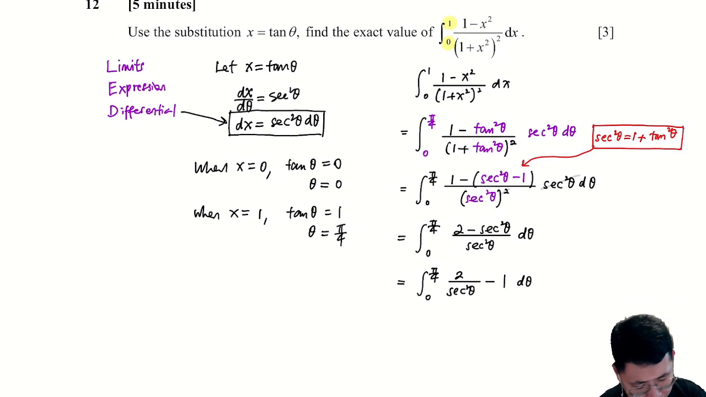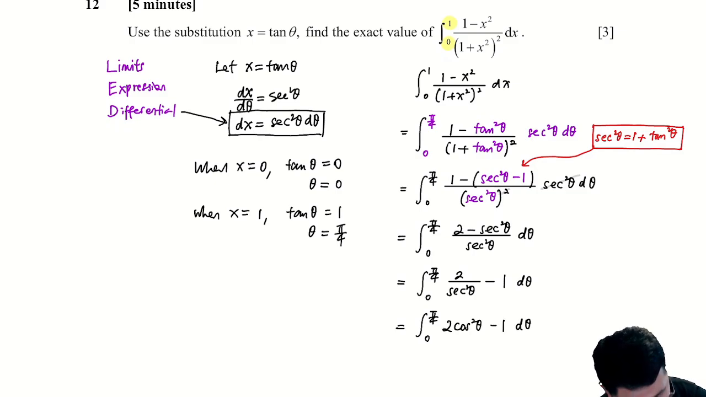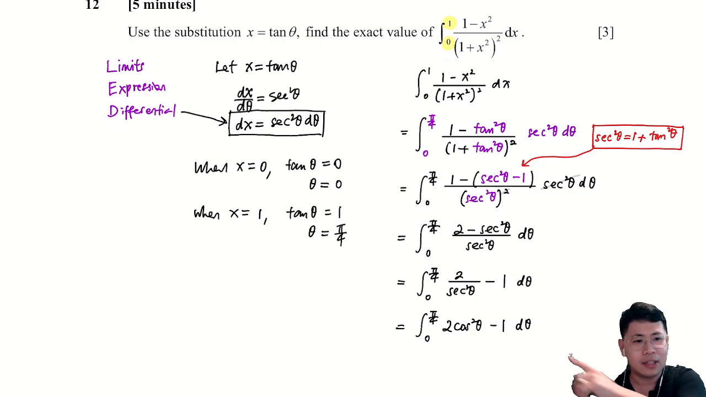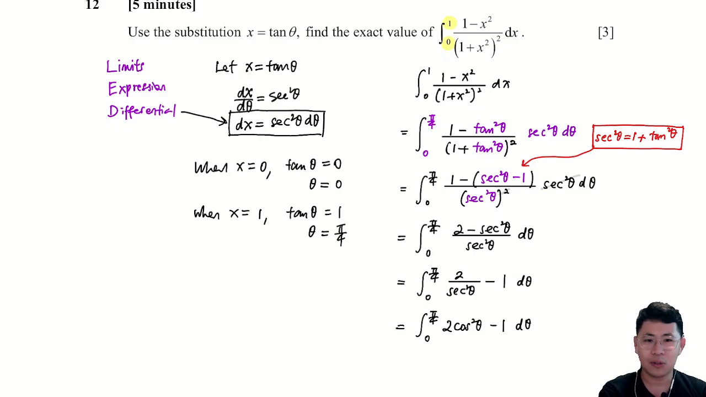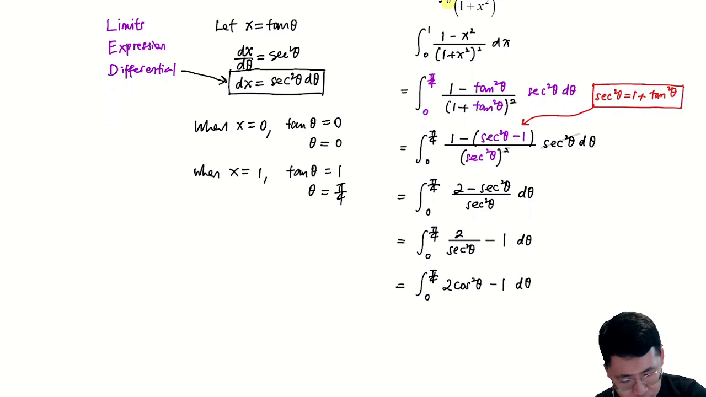Okay, so now 2 over secant square theta is actually 2 cos square theta, minus 1. Now we cannot integrate cosine square directly, so what can we do? We have to change it back to cosine 2 theta. We have to make use of the double angle formula over here. So this one over here, I need to change to the double angle formula, which is cos 2 theta, d theta.